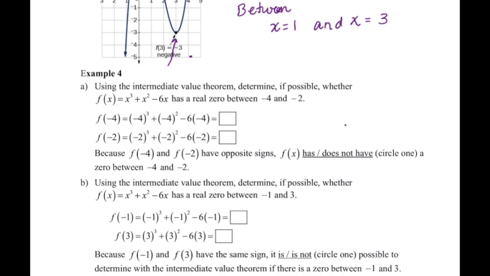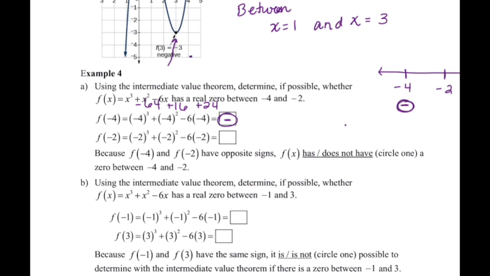Use the intermediate value theorem to determine whether x cubed plus x squared minus 6x has a real 0 between -4 and -2. So I want to know on my x-axis here, if between -4 and -2, is there a 0? Does our graph cross the x-axis in between there? So I'm going to substitute -4 into the equation and determine if the sign is positive or negative. Here we'll end up with -4 cubed, which is -64, plus 16, plus 24, a negative value. So when I plug in -4, I have a negative value.